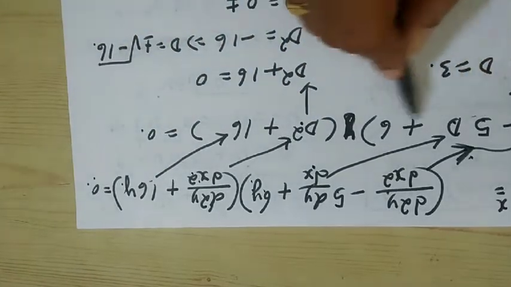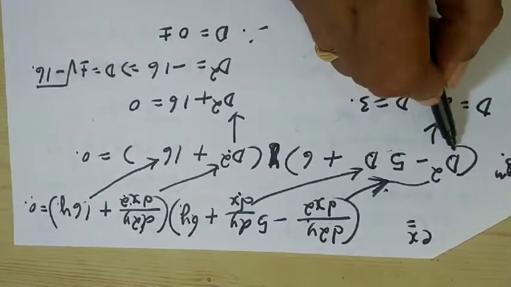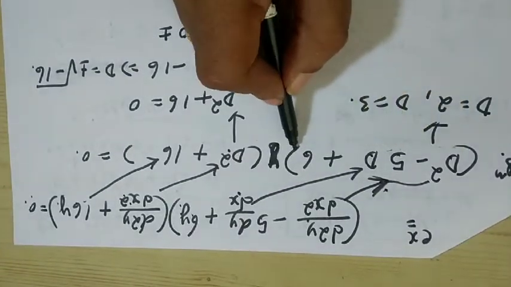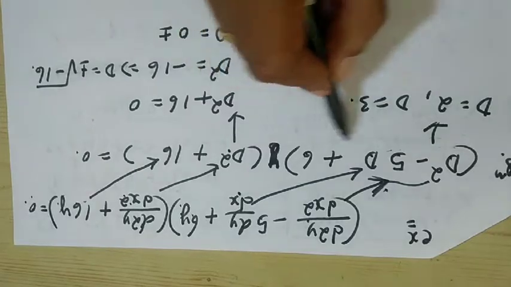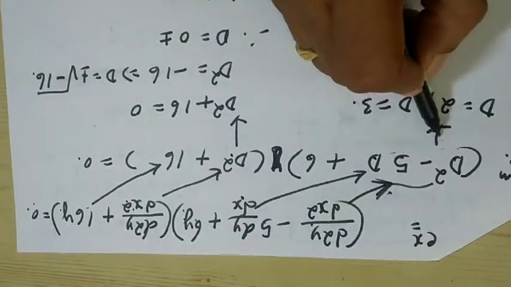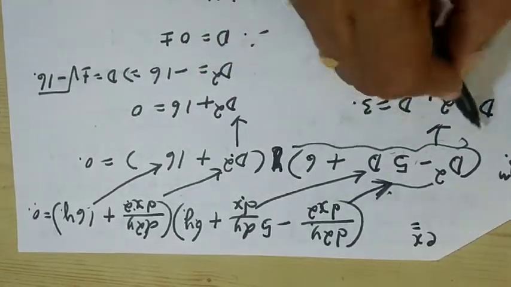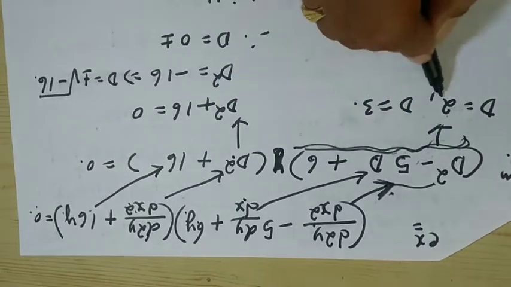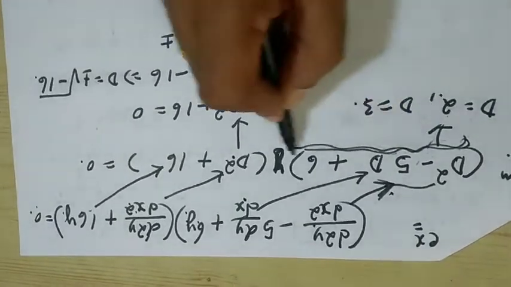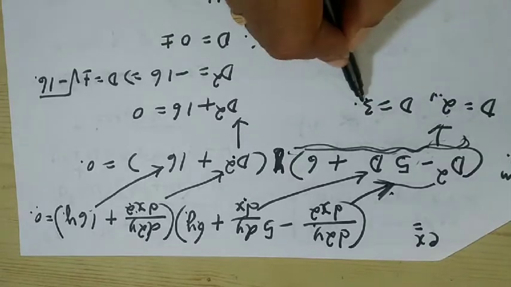From this, if you find the roots, apply the quadratic formula: D is equal to minus b plus or minus square root of b square minus 4ac. If you apply the formula, you get 2 roots: D is equal to 2, D is equal to 3. Or otherwise, operate the calculator, you will get 2 roots: D is equal to 2, D is equal to 3.